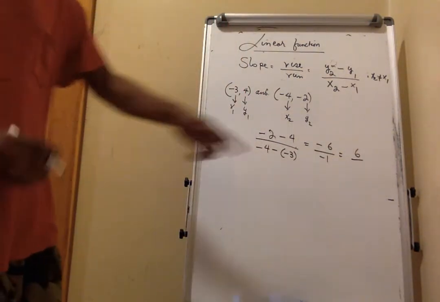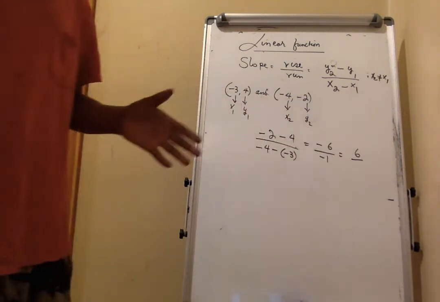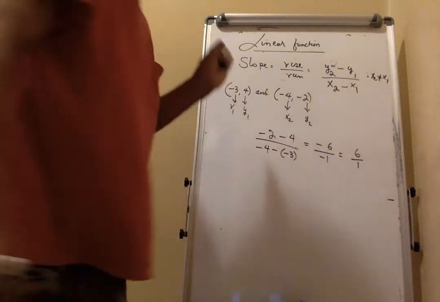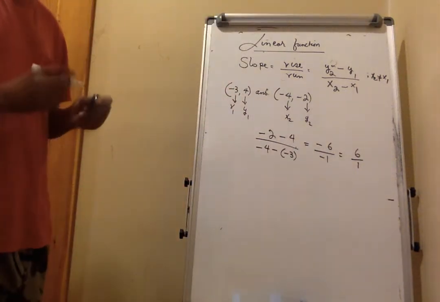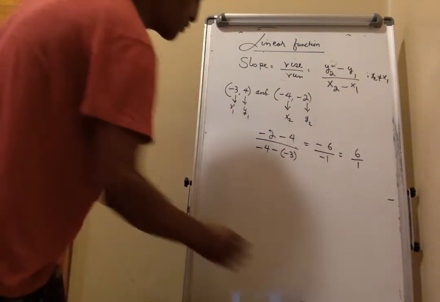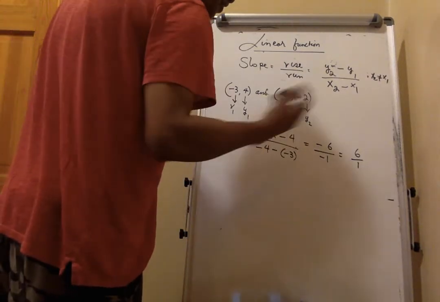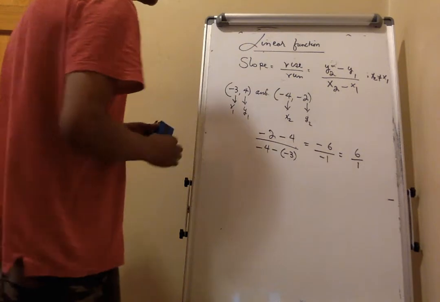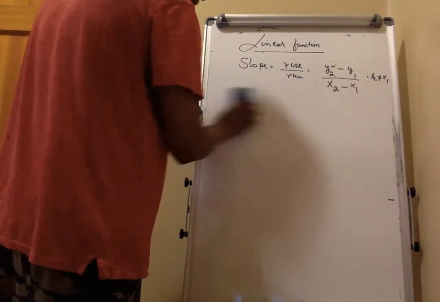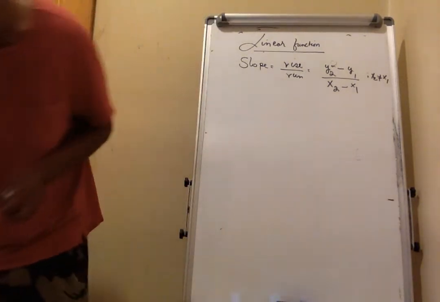Okay? This is the rise. For each 6 units toward the y-axis, x moves 1 unit to the right along the x-axis, or horizontal. Okay? So this is basically what we do if you have a pair of points to find the slope.